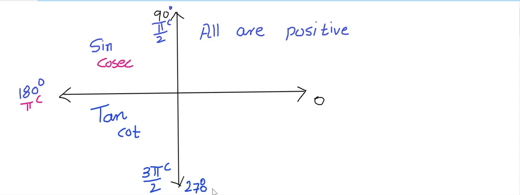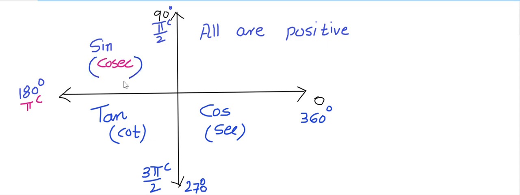Now in the fourth quadrant, that is 270 degrees to 360 degrees, only cos is positive. If cos is positive, sec also has to be positive, because sec is the reciprocal of cos. So sec and cos are positive, all others are negative. In the fourth quadrant, between 3 pi by 2 to 2 pi, only cos and sec are positive, all others are negative. This is how all the ratios are divided among the quadrants.